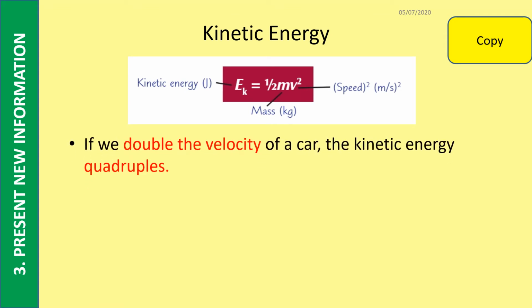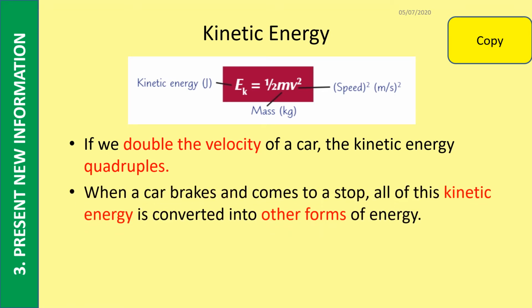Now, the vehicle has kinetic energy, and if we double the velocity of the car, the kinetic energy quadruples. In order to stop the car using the brakes, all of that kinetic energy has to be converted to other forms of energy. You remember, energy cannot be created or destroyed. So all of that kinetic energy from when the vehicle is moving has to be dissipated some way, because the kinetic energy will be zero when the vehicle has stopped. So all of that energy has to be converted into other forms of energy.